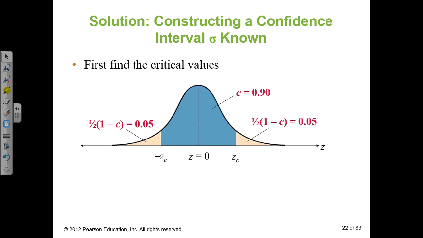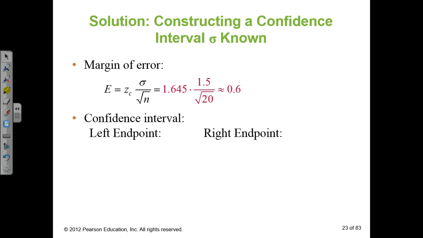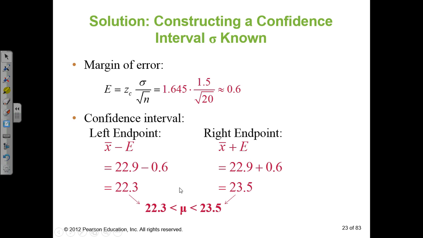Now, remember a minute ago we already found the critical values for 90%. It's plus or minus 1.645. And now we find the margin of error, which is 1.645 times 1.5 divided by the square root of 20, which is approximately 0.6. We add and subtract that from the sample mean of 22.9, and we get limits of 22.3 and 23.5. So we're 90% confident that the average age of all of their students is somewhere between those two numbers.